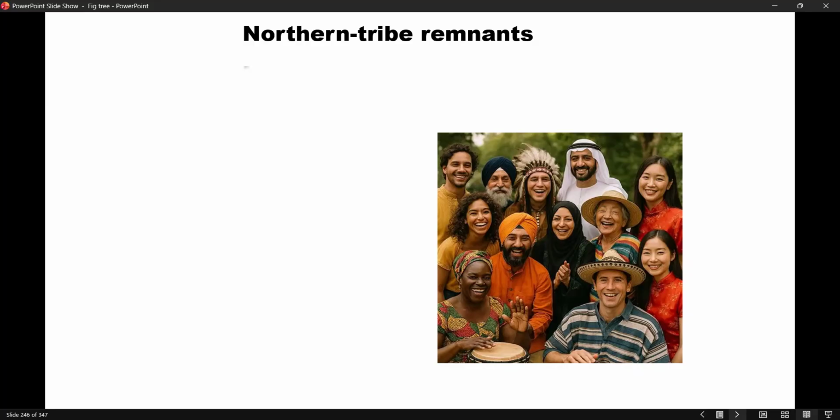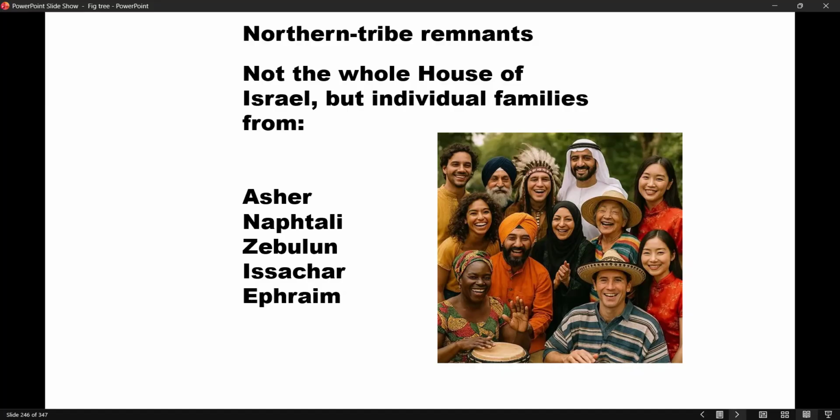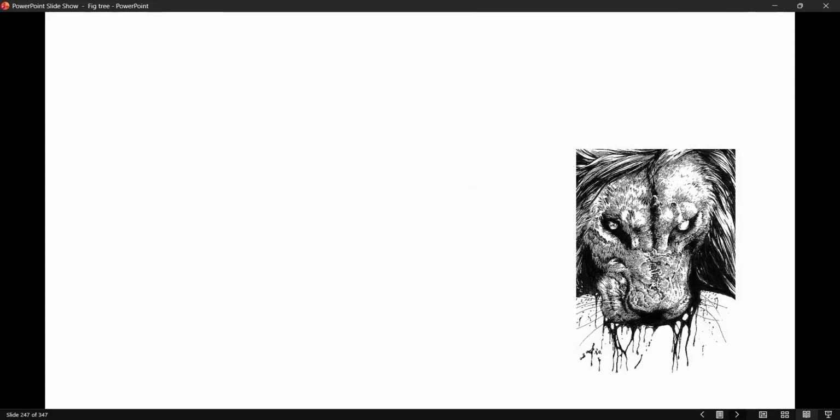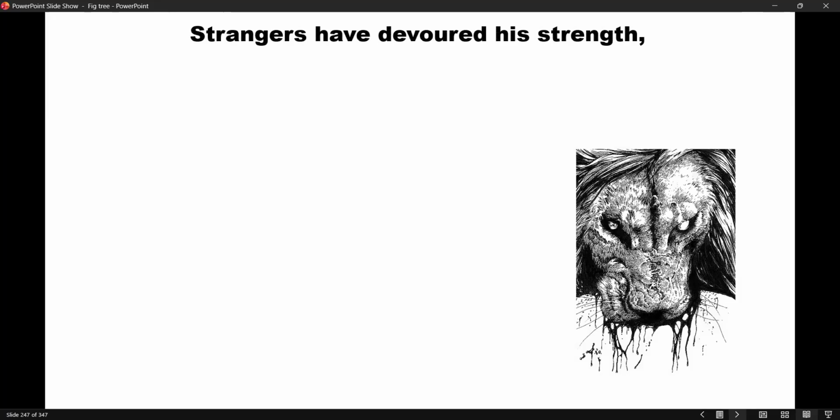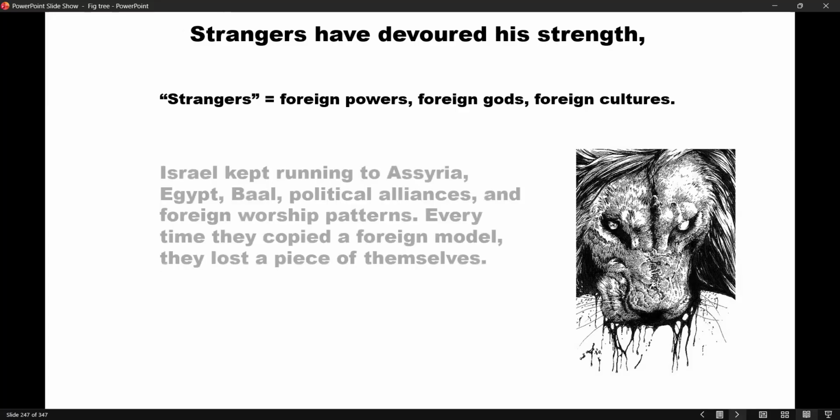Northern tribe remnants, not the whole house of Israel, but individual families from Asher, Naphtali, and Zebulun, right? Issachar, right? Ephraim, Manasseh. The strangers have devoured his strength. Strangers equals foreign powers, foreign gods, foreign cultures.